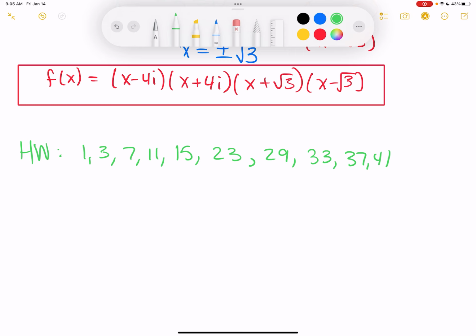Is it going to be due on Wednesday, so if you don't finish in class Tuesday, or at the end of Tuesday? It'll be due on Wednesday at the start of class.